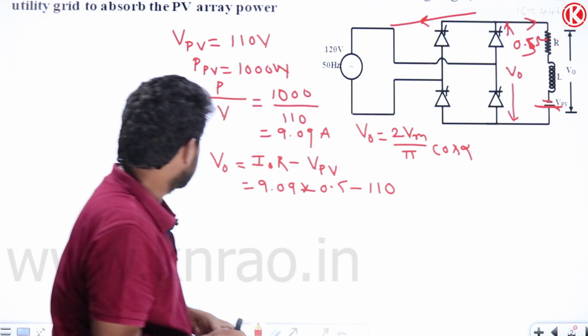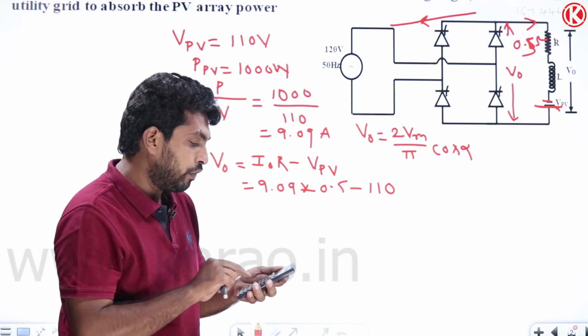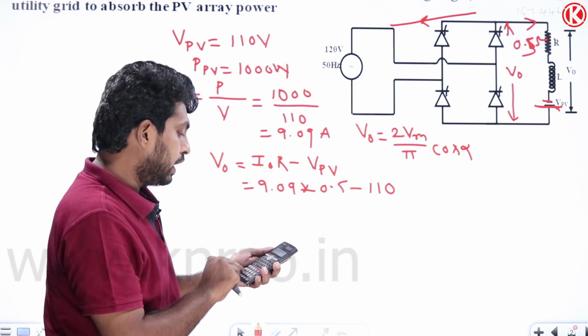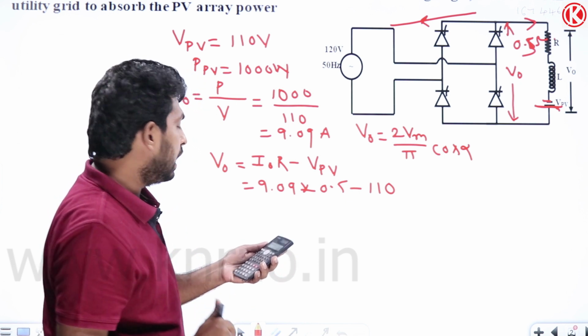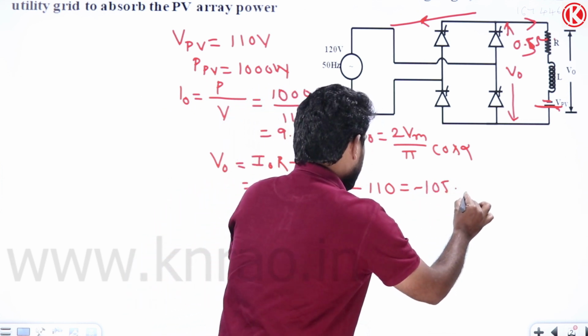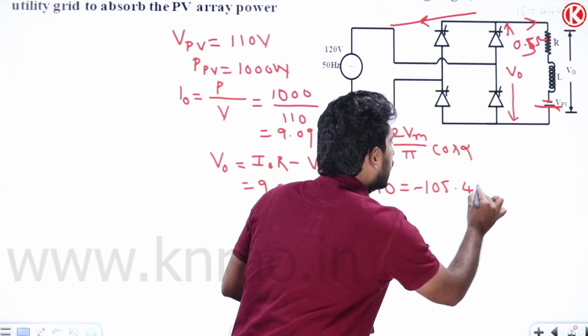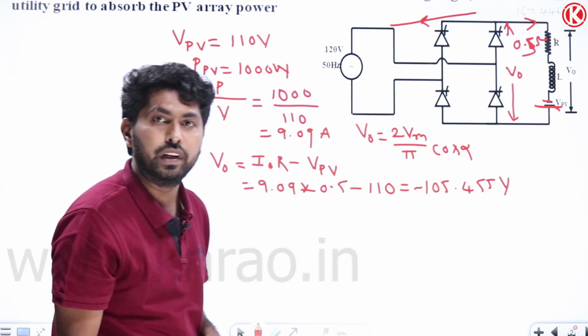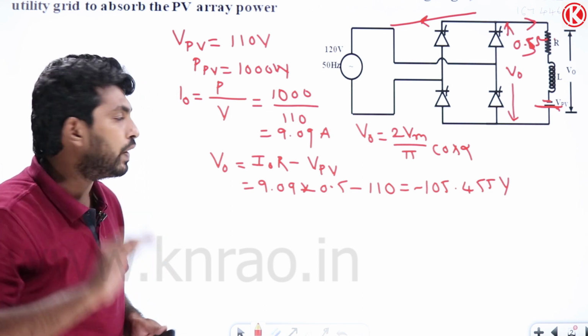So let me find this. 9.09 into 0.5 minus 110 gives minus 105.455 volts. Now we got V naught. What do we have to find? We need to find the firing angle.